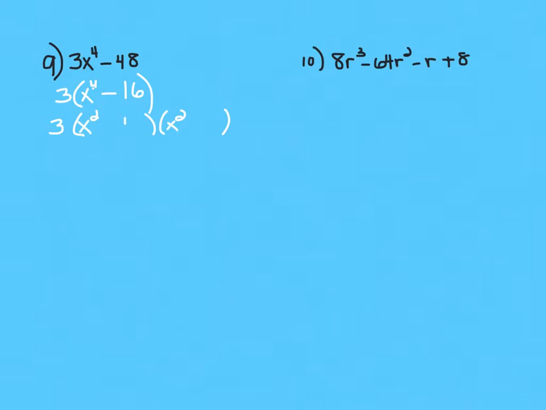Since the square root of 16 is 4, we'll put that in the second spot. And you can make a 1 plus and 1 minus. Okay, so let's still look. Can we still factor further?